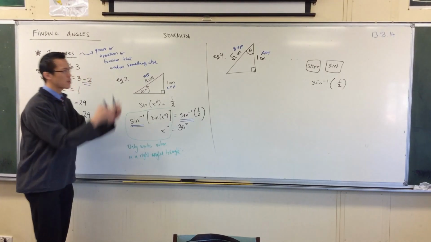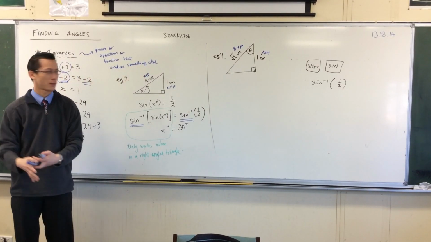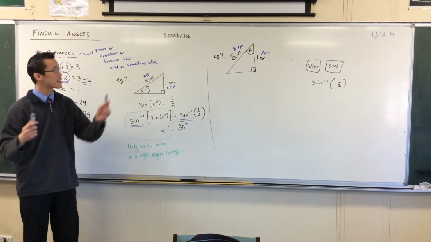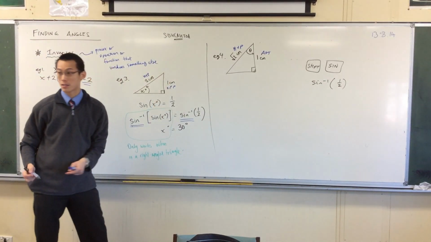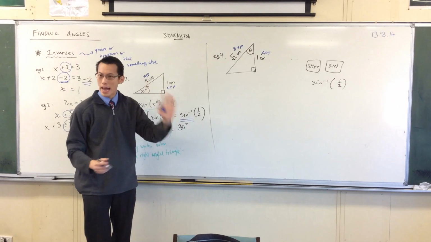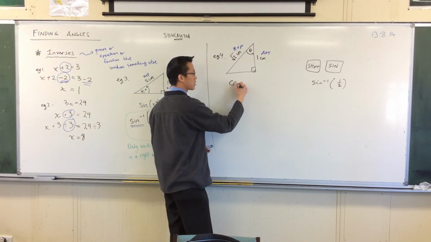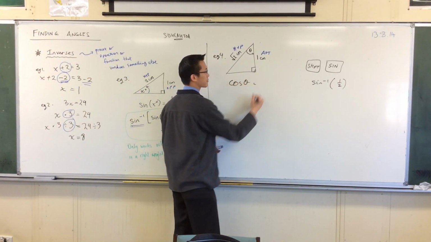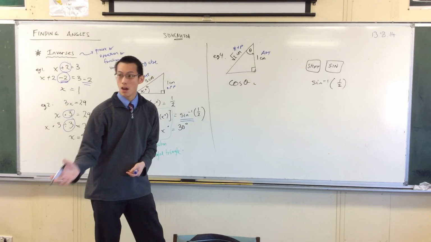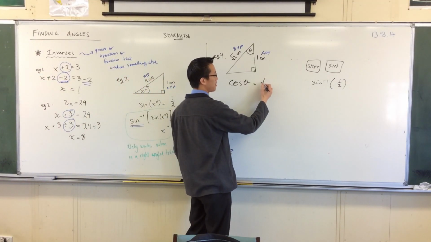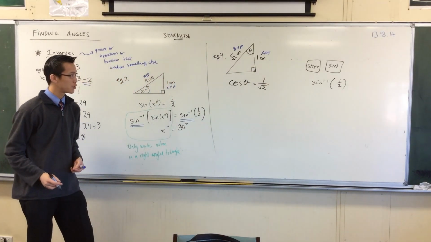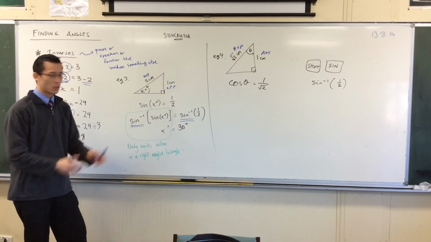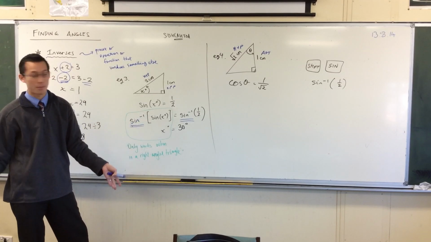Okay? So this is why we started with that skill. It's an important building block of the rest. So being that it's adjacent and hypotenuse, I'm after cosine, okay? So I'll write down this equation. cos theta is going to be adjacent on hypotenuse. That's 1 divided by root 2. So watch out for that square root sign. It does come up quite a bit.